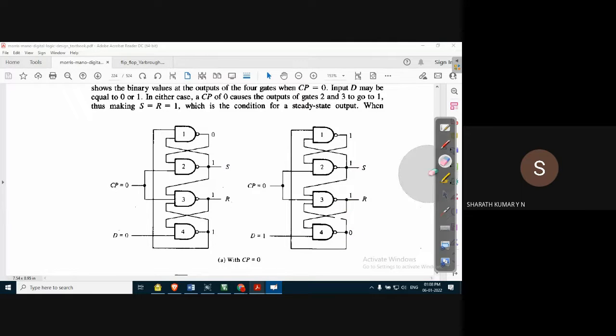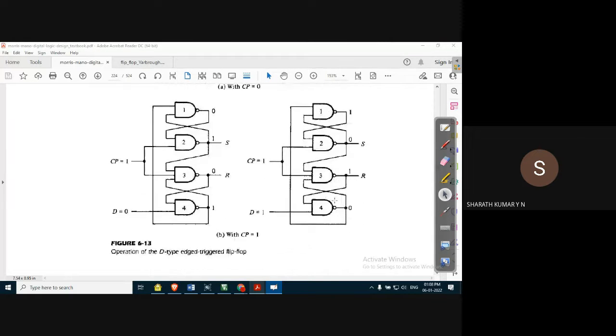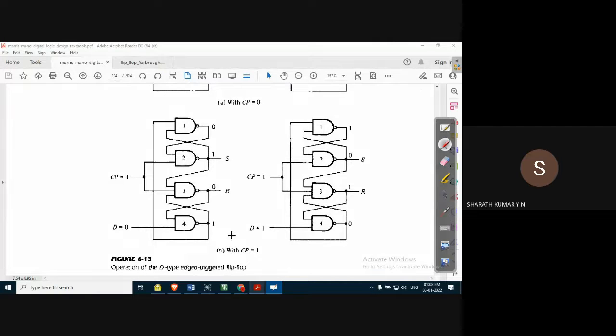Next condition, the next part of the diagram. With clock pulse 1, observe this now. With clock pulse 1, D input is 0. Because of this 0, this becomes 1. This is 1. Clock pulse is 1. Initially, this is taken as 1. Because of this, all the inputs of the 3 input NAND gate 3 are 1. R becomes 0. What is the effect of this? Because R is 0, this is also 0. The output of the fourth NAND gate is 1. 1 is applied as input for the first NAND gate. Here, the other input is 1.